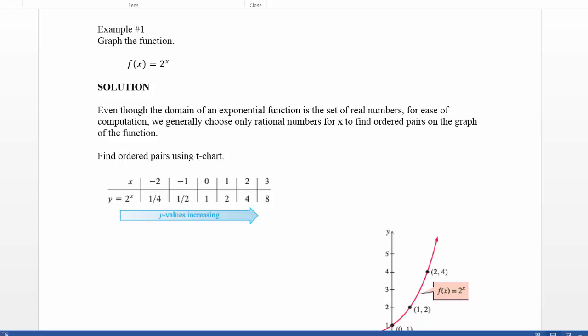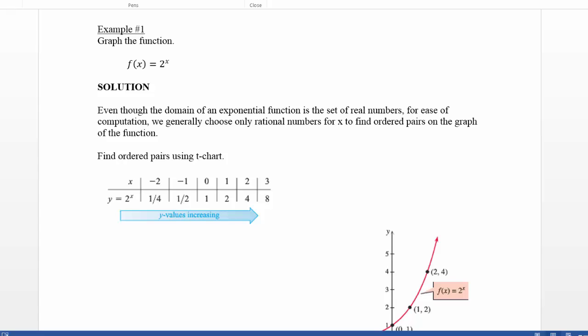Now we'll take a quick look at some graphing exponential growth and decay functions. As always, at this point in the year, we're really just making sure we can identify the graph with a given equation. However, if you were to graph these by hand, a t-chart is our normal mode of operation.